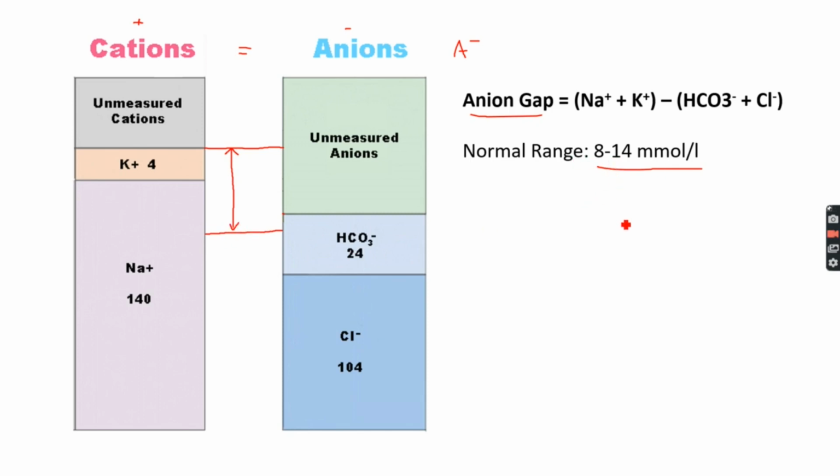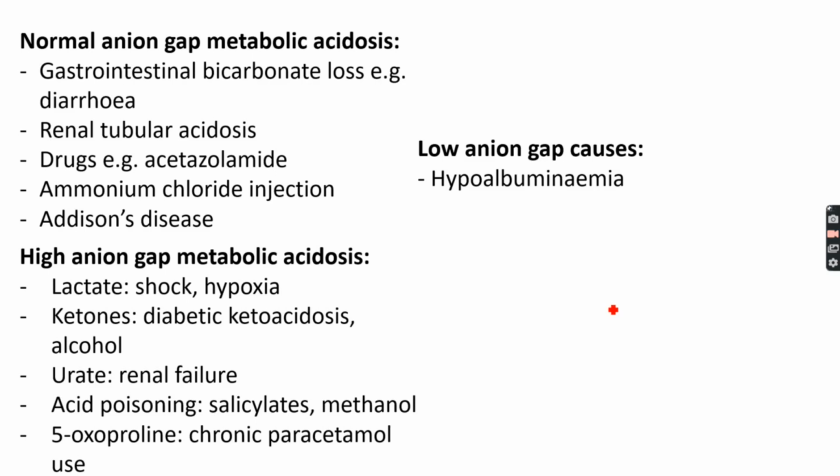A few examples of a raised anion gap acidosis are lactic acid, ketones, uric acid, and just acid poisoning. On this slide, I've listed causes of different ranges of anion gap. Please pause and have a read.